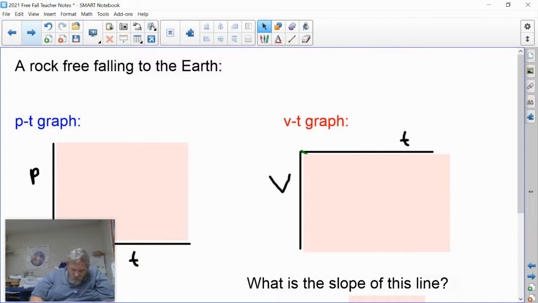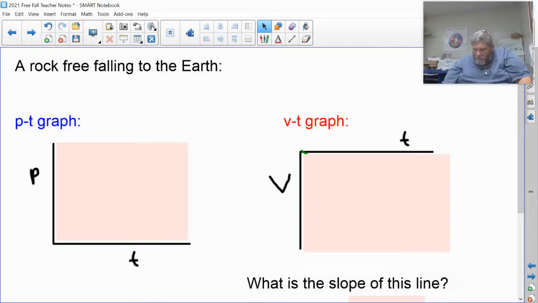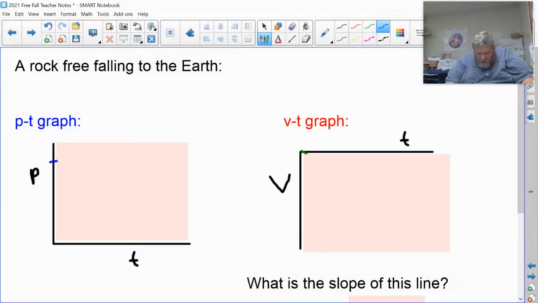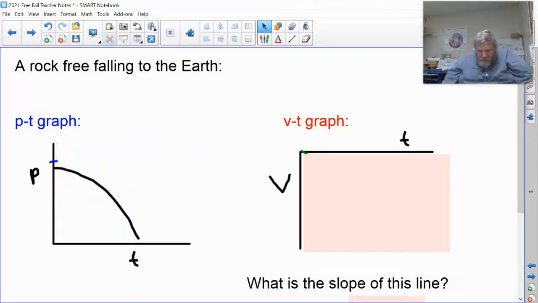All right, so let me move my picture out of the way here, way up here. So my PT graph, if I'm dropping something from a height, is going to start somewhere up here, and it's going to curve. It's going to get steeper and steeper and steeper, but in a negative way. So my graph is going to look something along the lines of that. Notice how it gets more and more steep in a negative way.